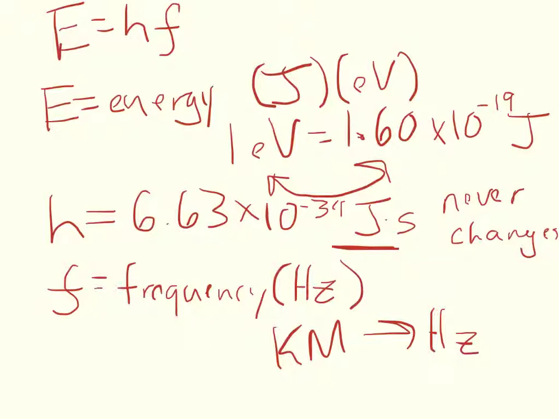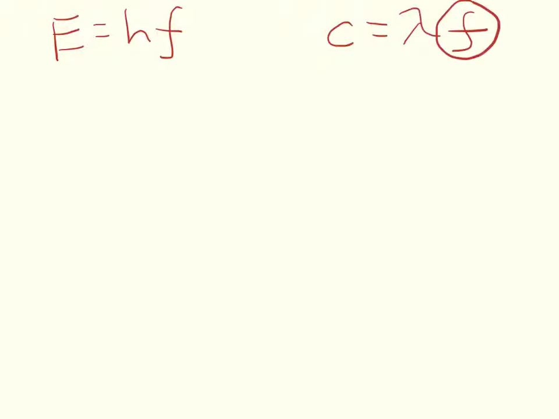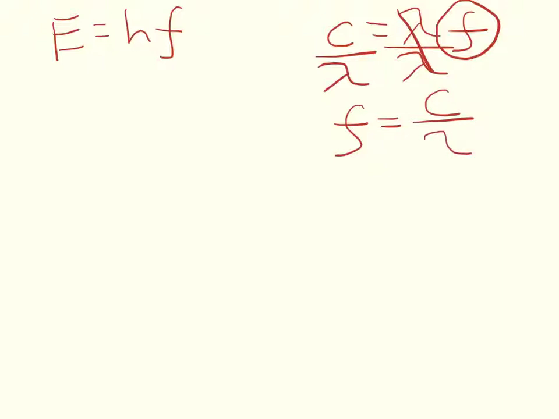So this is going to be your main equation today, but we're going to have some offshoots of it. What I mean by offshoots is E is equal to HF. The energy is equal to Planck's constant times the frequency. But if we go back to our wave equation, the speed of light is equal to the wavelength times the frequency. What we can do with that is solve for frequency. By getting it by itself, we have to get rid of the wavelength, so we divide by wavelength. And so we found that frequency is equal to the speed of light divided by the wavelength.